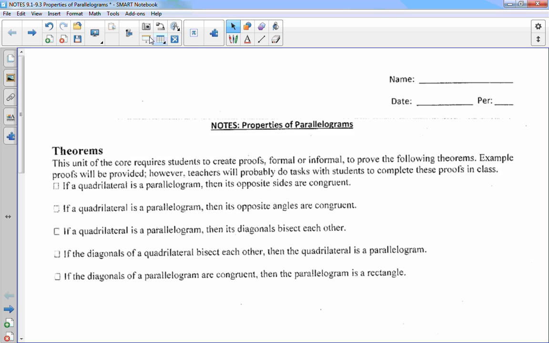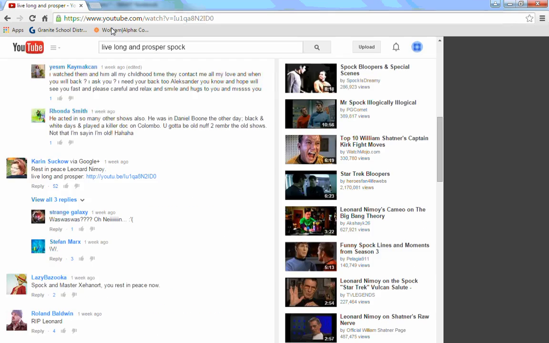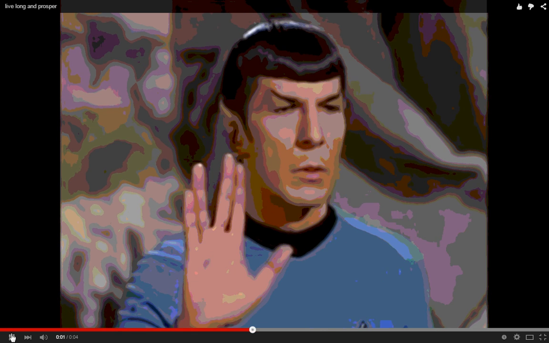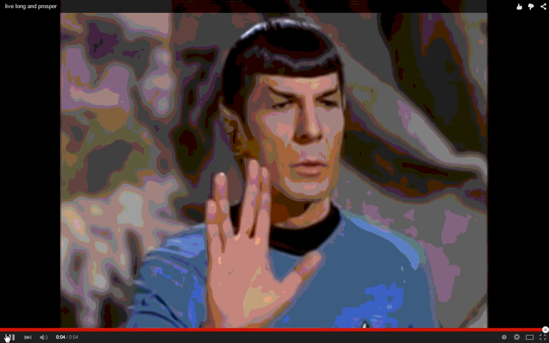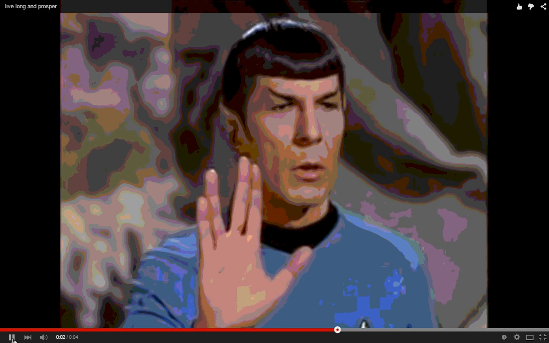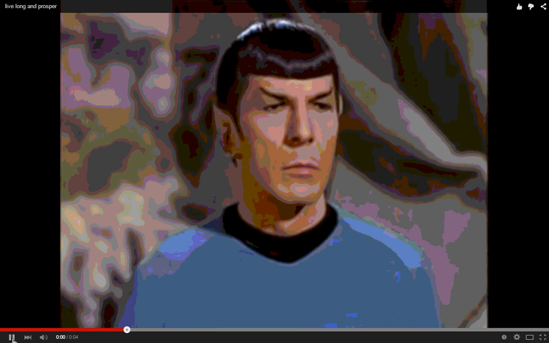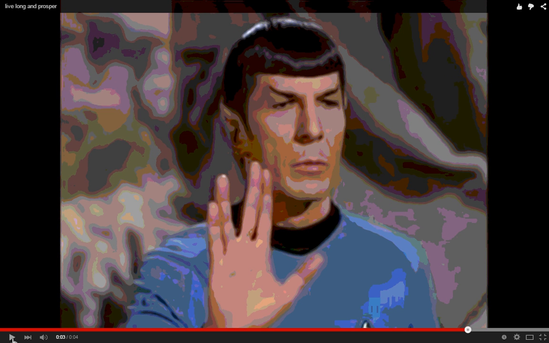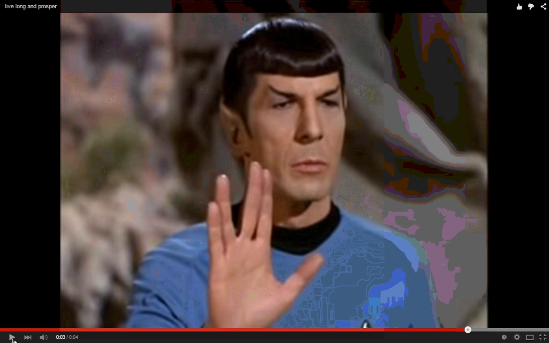But anyway, so this applies to math, I promise. What does Spock always say? Live long and prosper. Yep. Live long and prosper. Okay. So with his hands, right? It was funky and they do this with their hands.